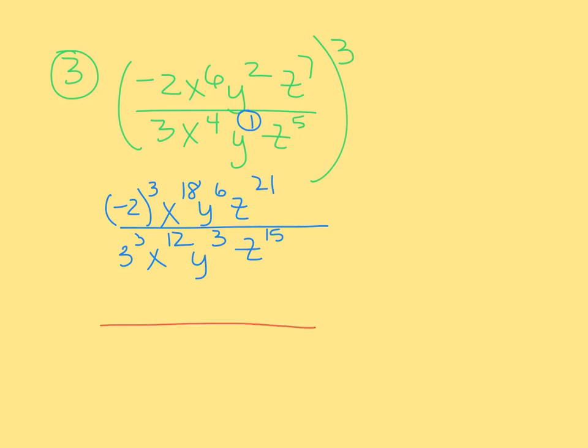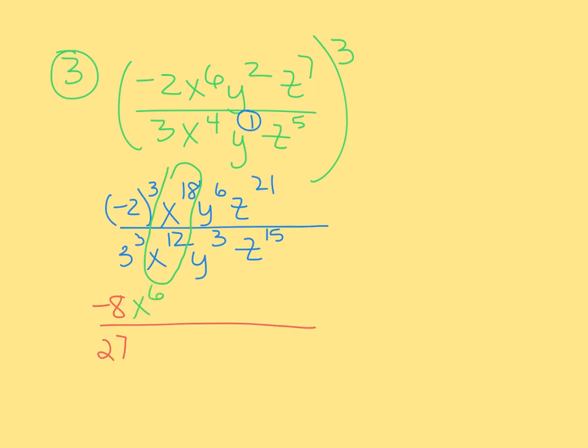So let's start with negative 2 to the third. Negative 2 times negative 2 times negative 2 is negative 8. And then on the 3 to the third on the bottom, 3 times 3 times 3 is 27. And then, of course, at this point, you probably should ask yourself, does negative 8 over 27 reduce? It doesn't, so that's done. So now I'm ready to look at the x's. X to the 18th, x to the 12th. The top x wins by 6.